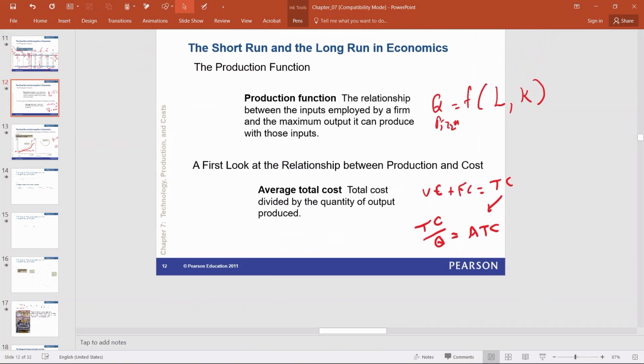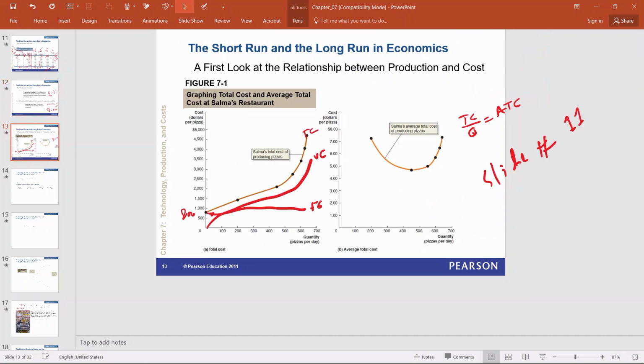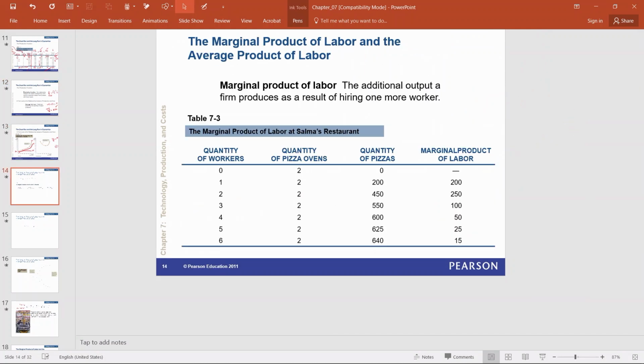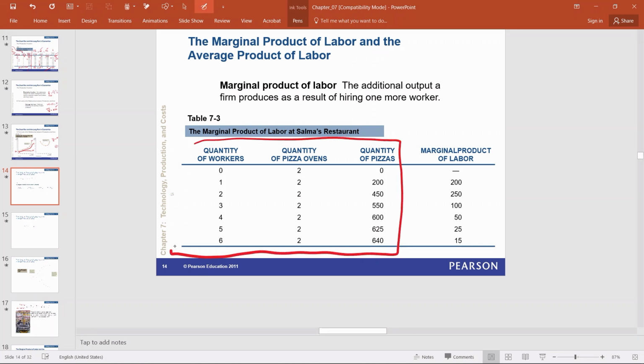Okay, we'll continue. We talked about this. Okay, again, here is the production side of analysis. So this is just a small cut of the table of slide number 11.